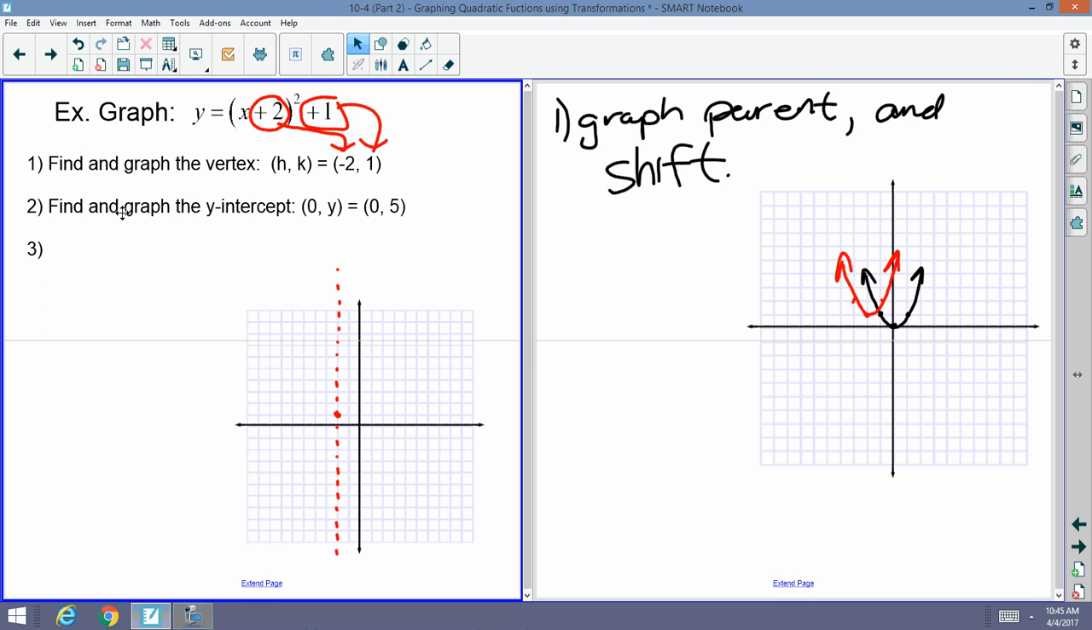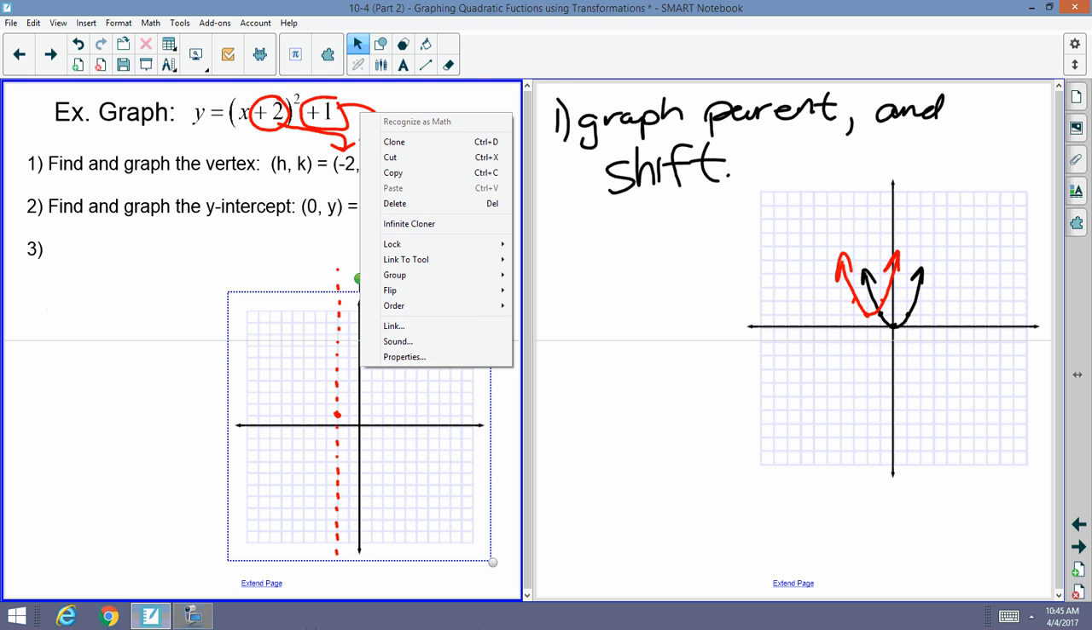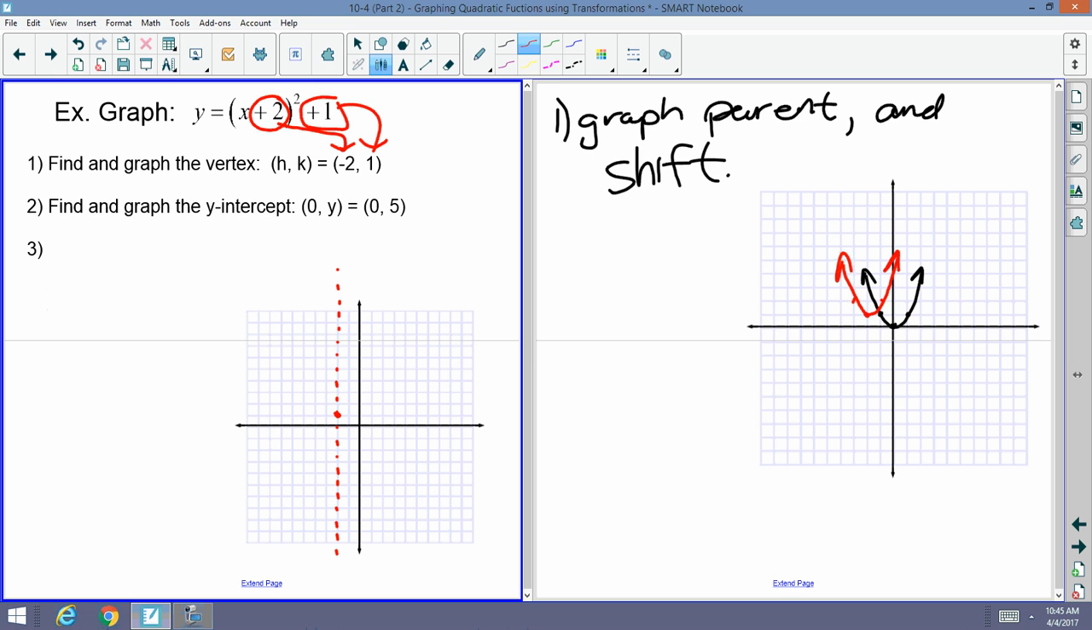Guys, the y-intercept is not 1. Be careful. The y-intercept is the c value if and only if it's in standard form. Here, to find the y-intercept, you got to make x 0. When you make x 0, 0 plus 2 is 2. 2 squared is 4. 4 plus 1 is 5. So 0, 5. So I go 1, 2, 3, 4, 5. Now, you ready? Because this is the easy part now.